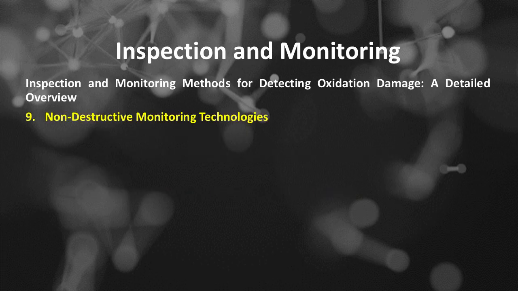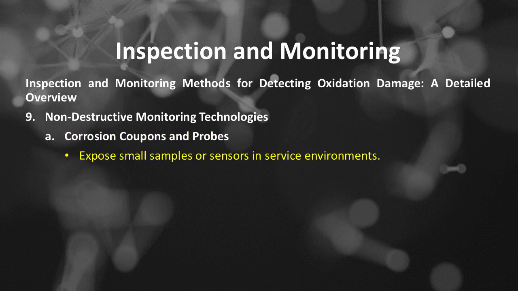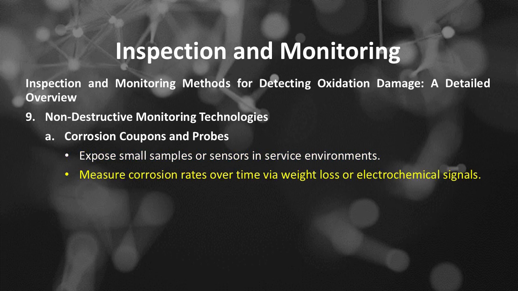Inspection and monitoring methods for detecting oxidation damage. Number 9 is non-destructive monitoring technologies. Number A of non-destructive monitoring technologies is corrosion coupons and probes. Expose small samples or sensors in service environments. Measure corrosion rates over time via weight loss or electrochemical signals.